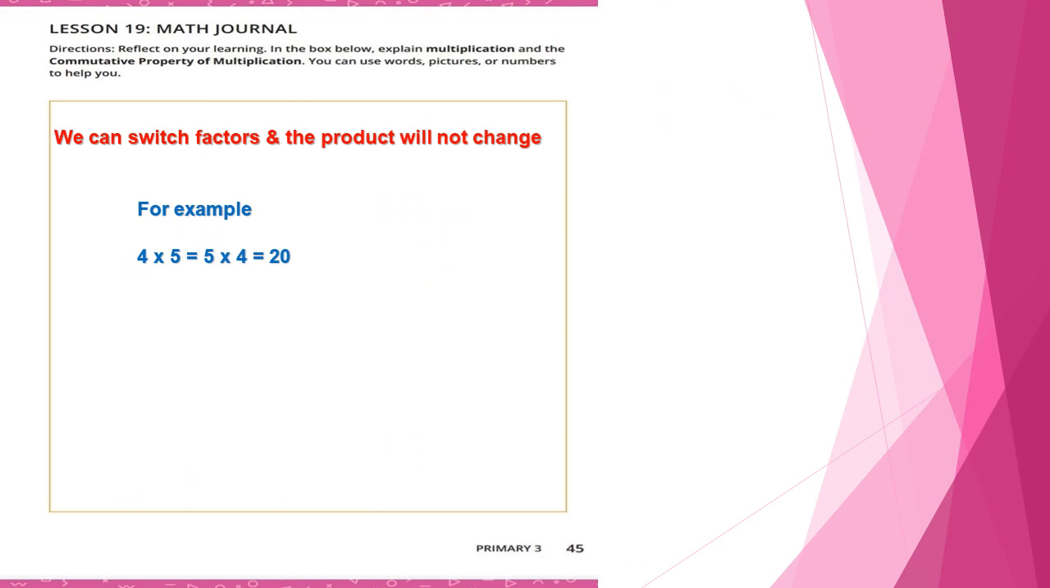Page 45. Reflect on your learning. In the box below, explain multiplication and the commutative property of multiplication. You can use words, pictures, or numbers to help you. We said that the commutative property of multiplication means we can switch factors and the product will not change. For example, 4 times 5, we can switch it to 5 times 4 and the product will not change. 4 times 5 equals 5 times 4 equals 20.